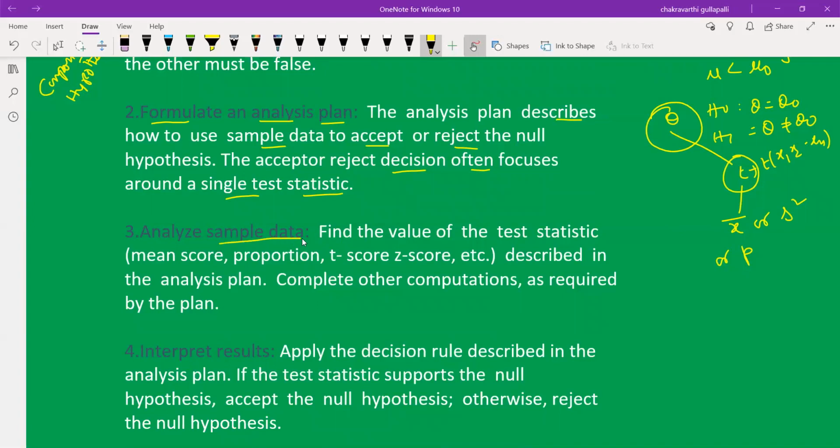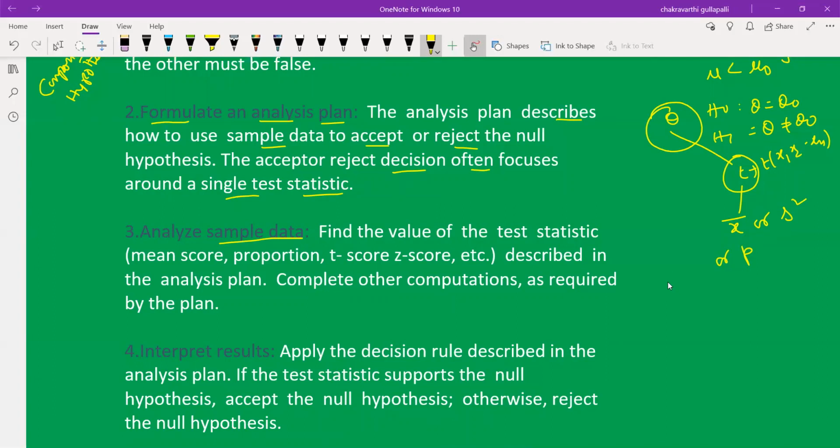Third, analyze the sample data. Find the value of the test statistic: mean score, proportion, t square, z square, etc., described in the analysis plan above. Complete other computations as required by the plan. So for different problems, we have to create different planning models. Using that plan, accept or reject the null hypothesis.